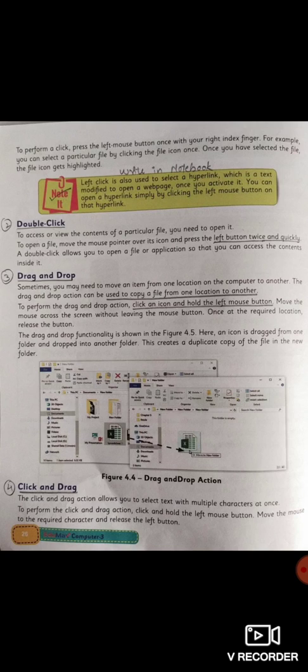Let's understand what is double click. To access or view the contents of a particular file, you need to open it. To open a file, move the mouse pointer over its icon and press the left button twice and quickly. A double click allows you to open a file or application so that you can access the contents inside it. Now double click is doing nothing but helping you to view the contents of a particular file.